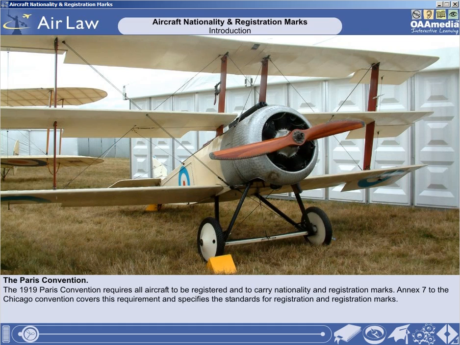Annex 7 to the Chicago Convention covers this requirement in more detail and specifies the standards for registration and registration marks. Authorities may exempt an aircraft from registration in certain circumstances. Aircraft under test, or historic aircraft, for example.